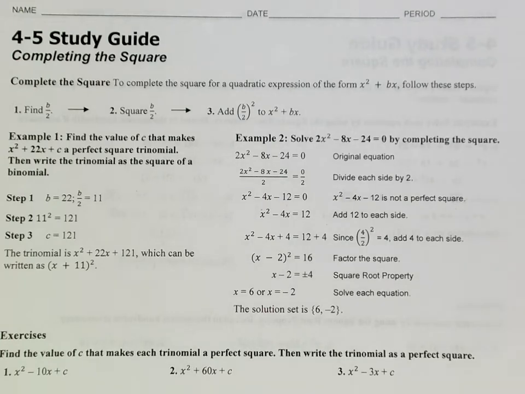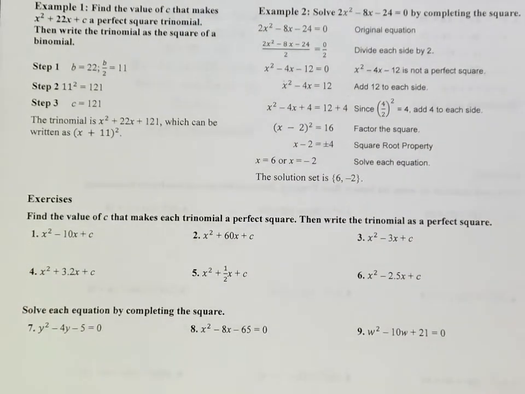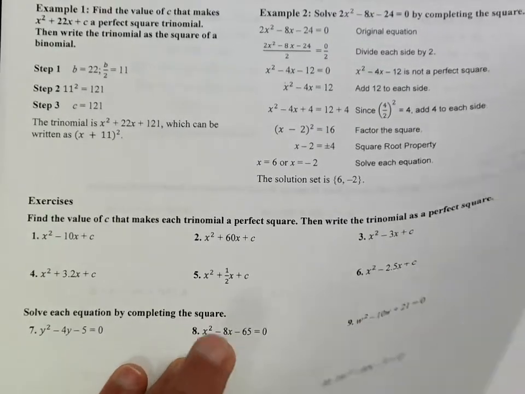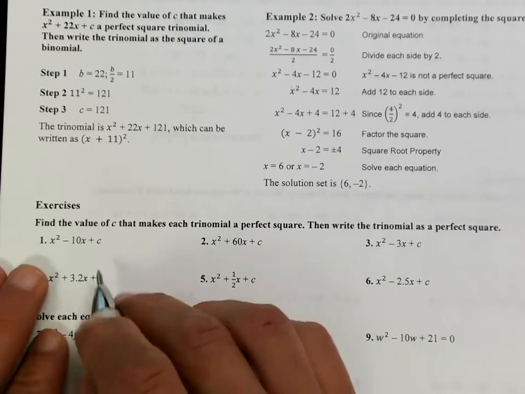Now we're going to talk about completing the square. If you look at this little table, it's showing you how to do the completing the square. So we're going to go straight to one of the examples. On number one, we're trying to figure out a c value, the last term that would make this a perfect square.